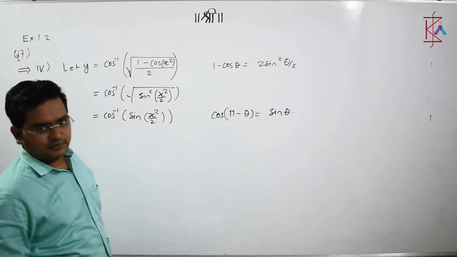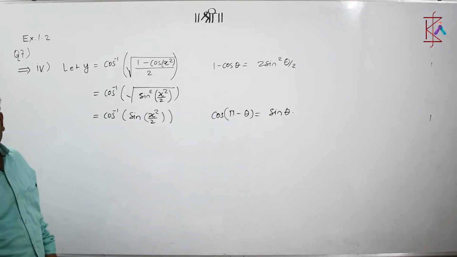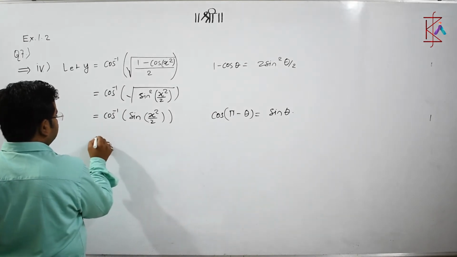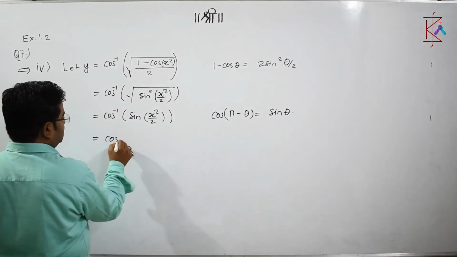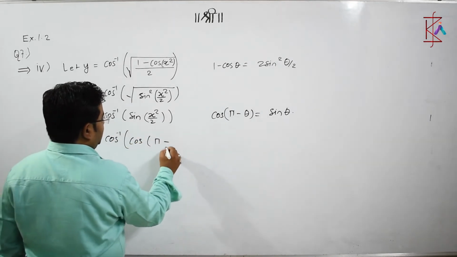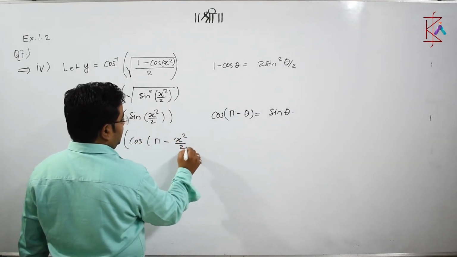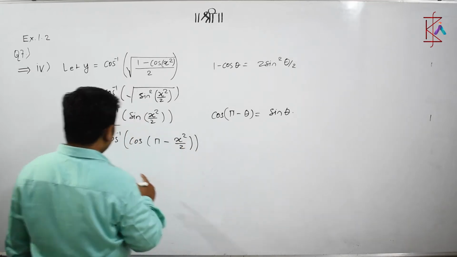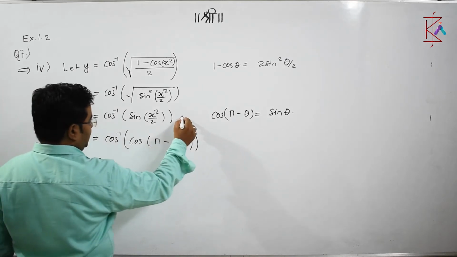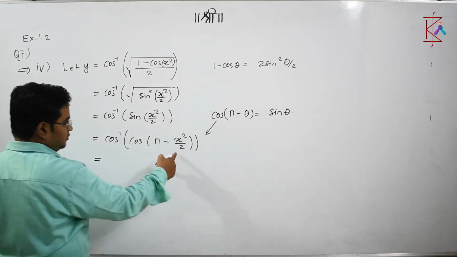Just check, okay, whether I am using right identity or wrong identity. Okay, so checking it, what you will get? So cos inverse of cos of pi minus x square by 2. Okay, so this cos will get cancelled, remains what? Okay, so this is the identity which we are using over here.